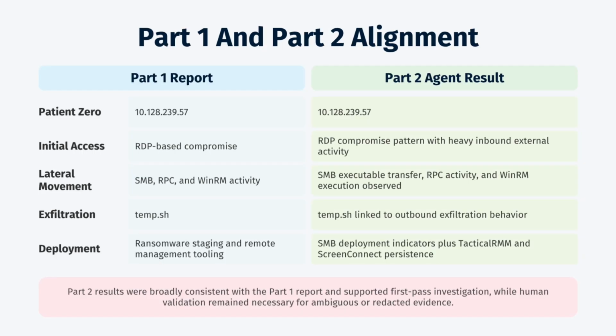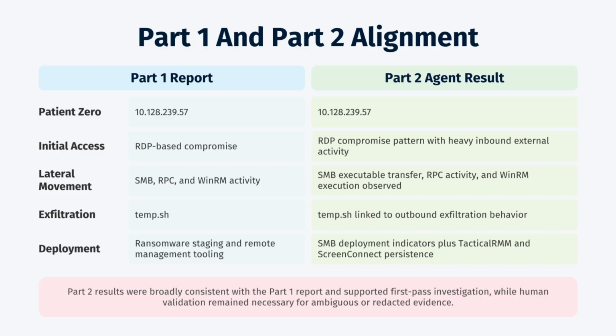So just to make sure that our Part 2 output is really reliable, we did a small comparison here that you can see against our Part 1 report. The good thing is that the main story still lines up. We got the same patient 0 and the same RDP-based entry point, the same general lateral movement through SMB, RPC, and WinRM, the same temp.sh exfiltration path, and the same overall deployment pattern.